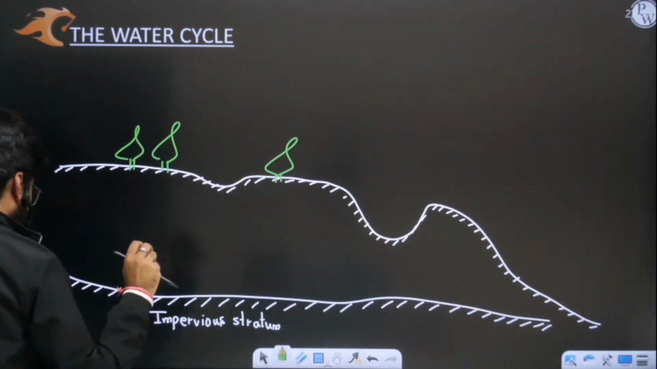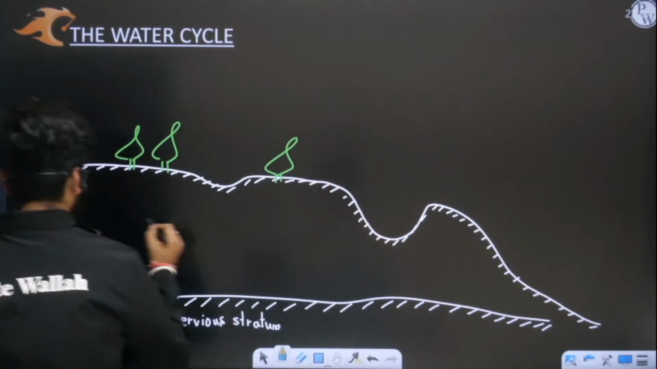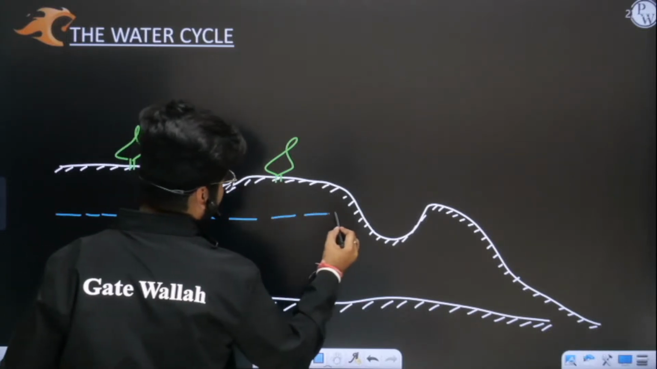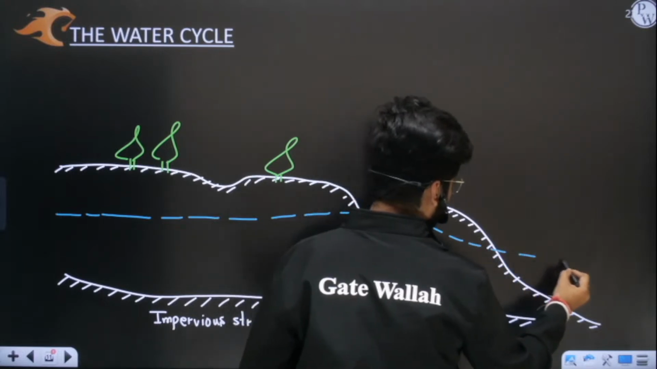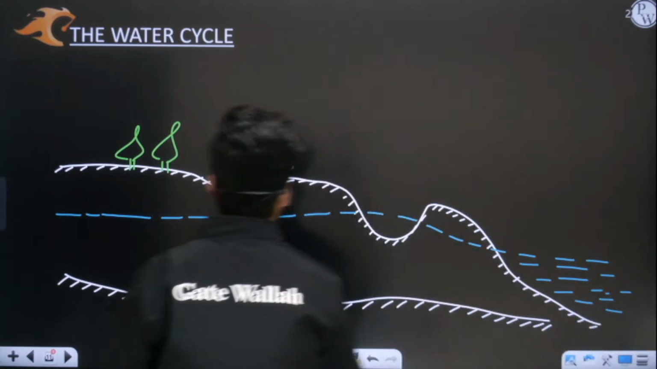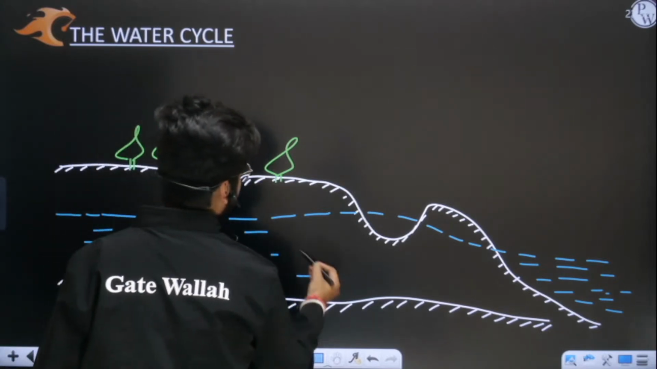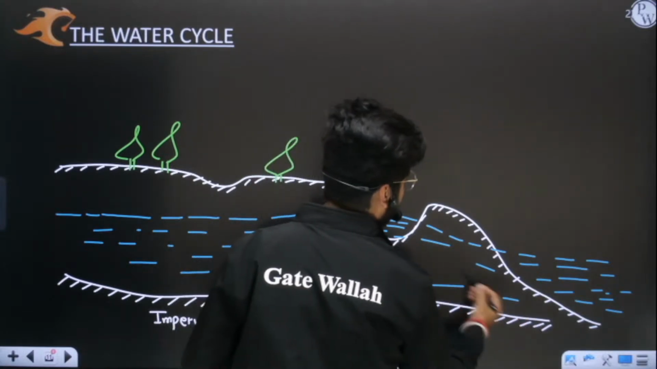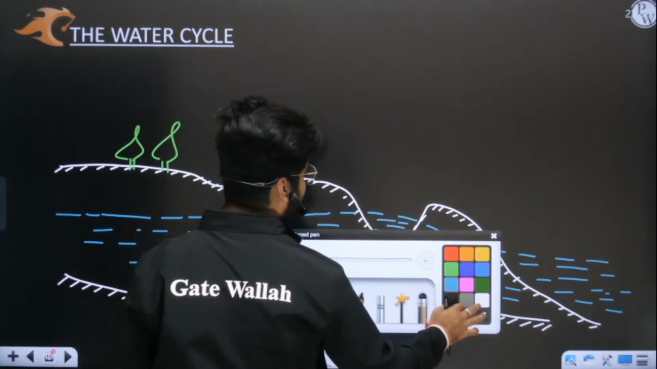Now let me draw all this water. Some water will be present in the river. So this is your groundwater level. You need to understand this is your groundwater level, and these are your oceans. This is your ocean. You all know that in soil we have groundwater. This is your river. So this is my topography in this region.